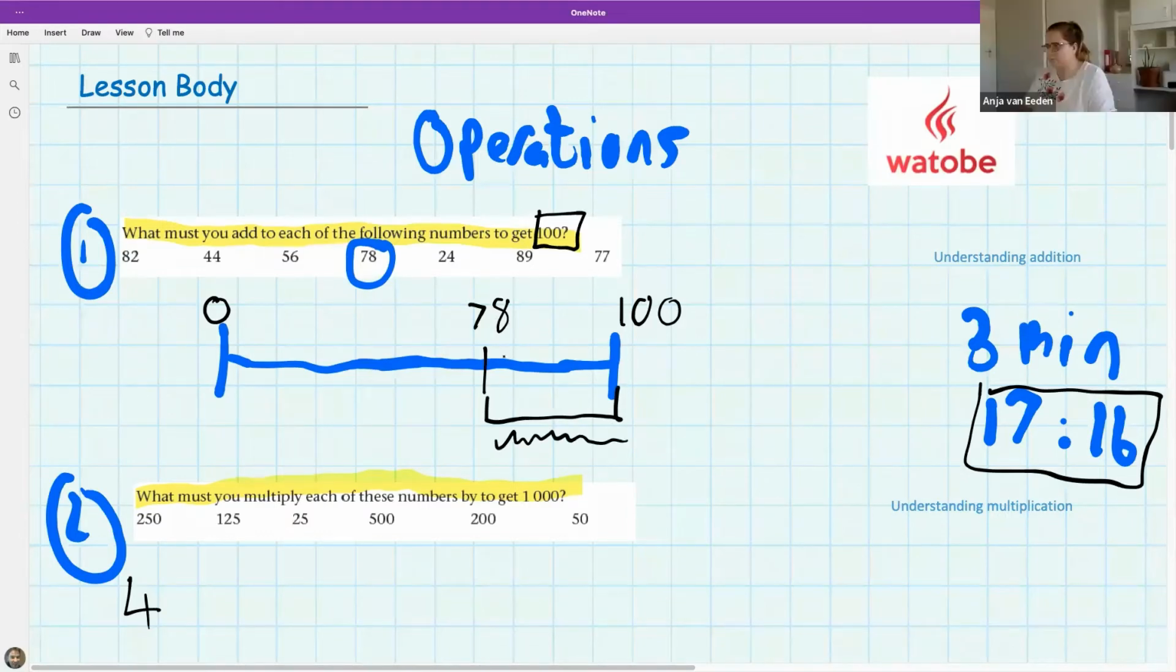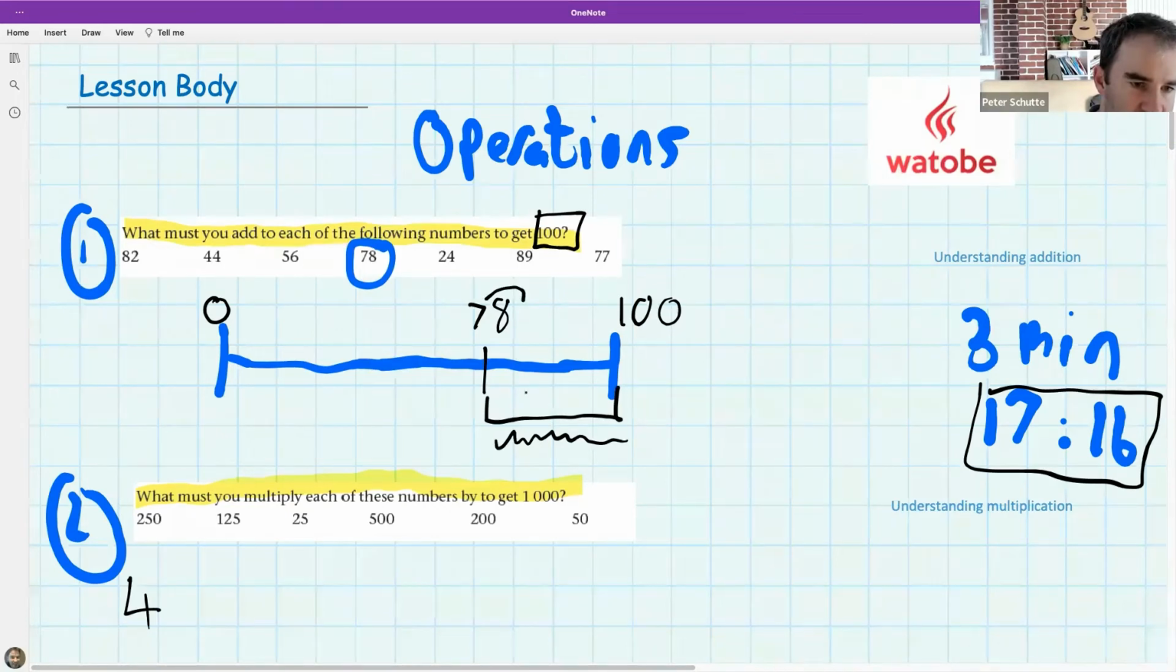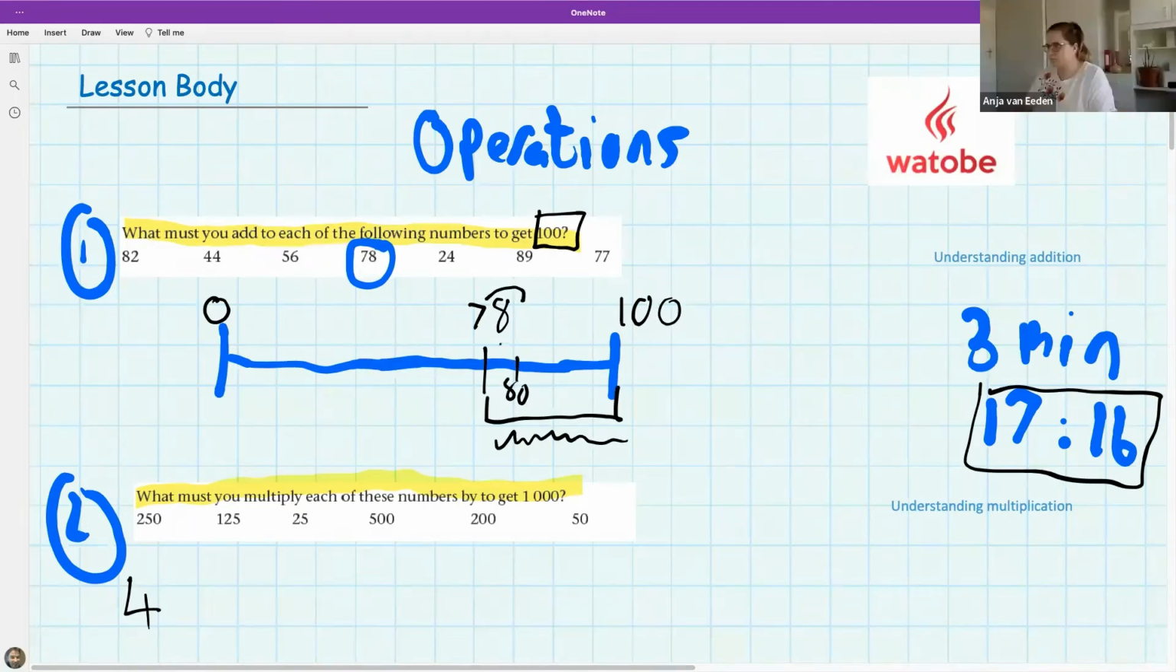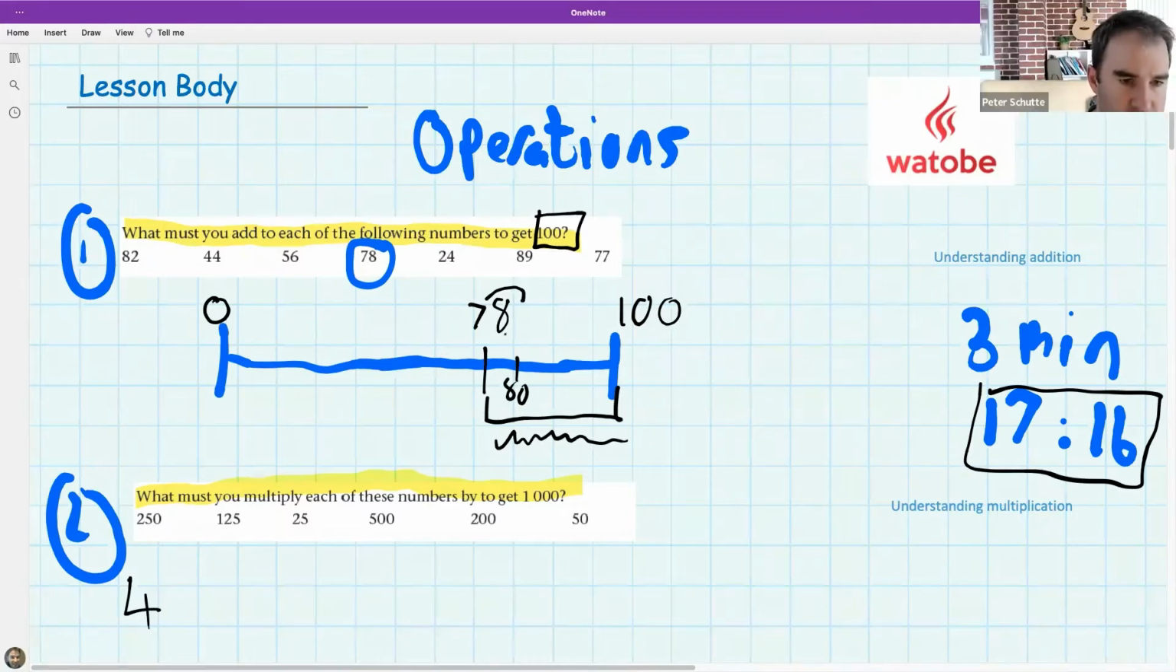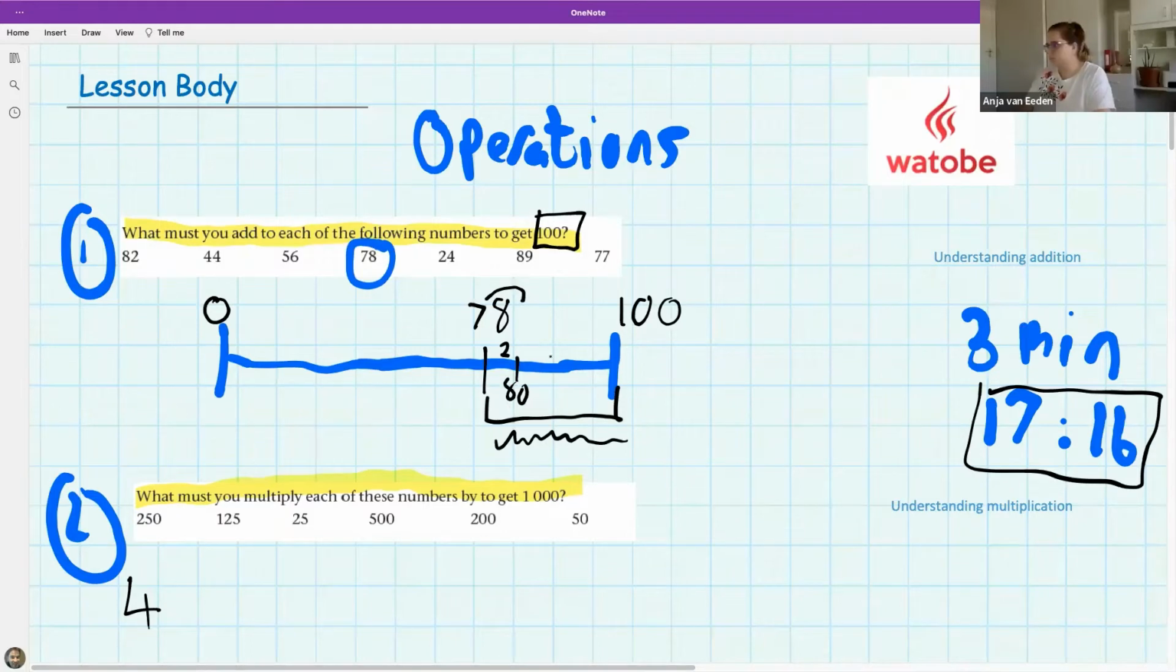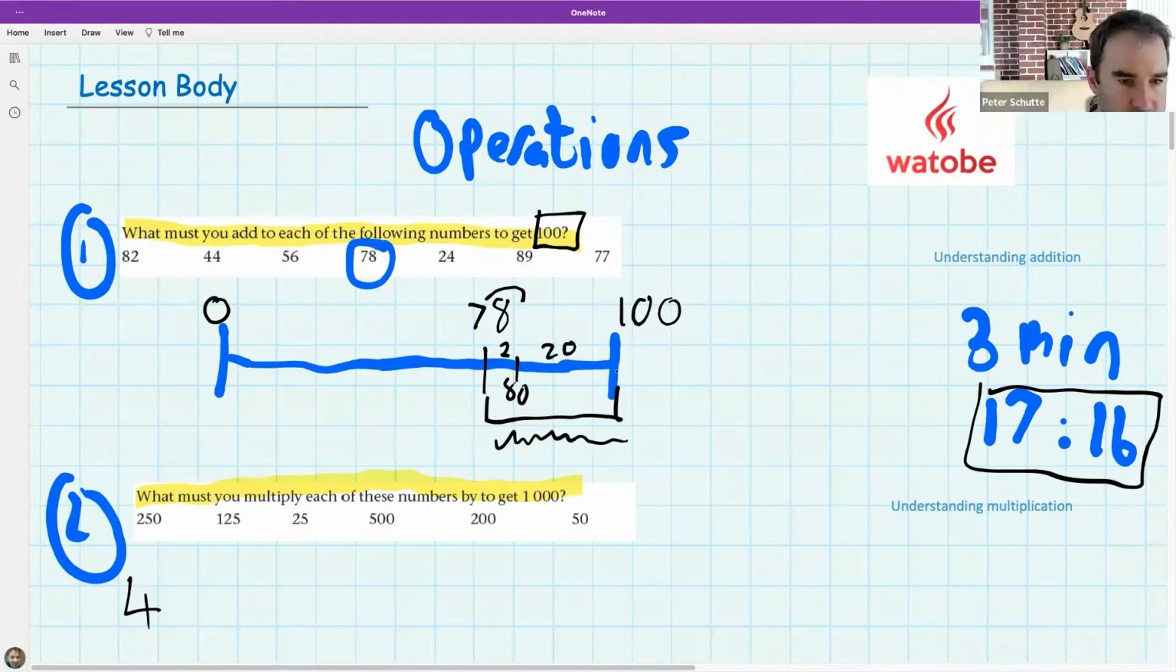And so what I'm saying is if I add 2 to 78, I get to 80, but I still haven't got to 100, but I've added 2. Let's get a different color. So I've added 2 there, and then I have to add 20 more to get to 100. So 78 plus 22 gives me 100.